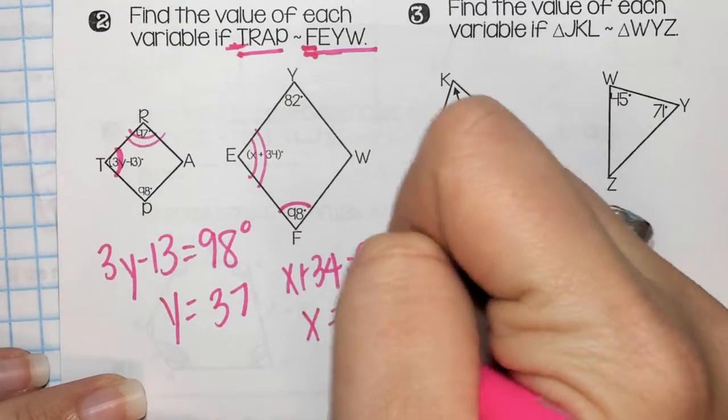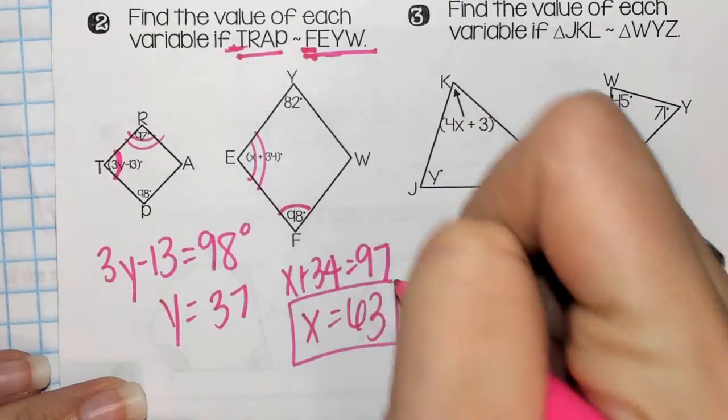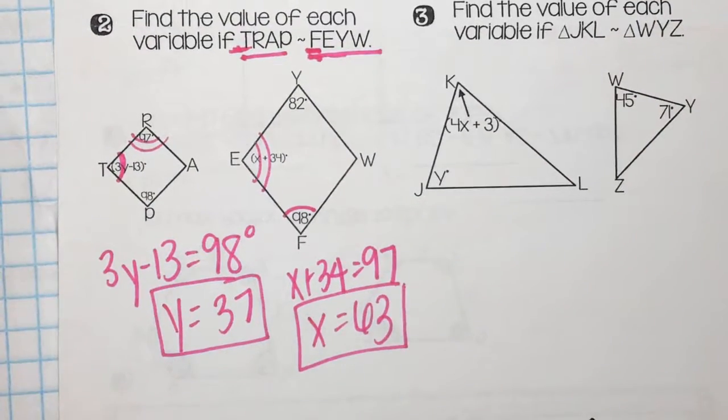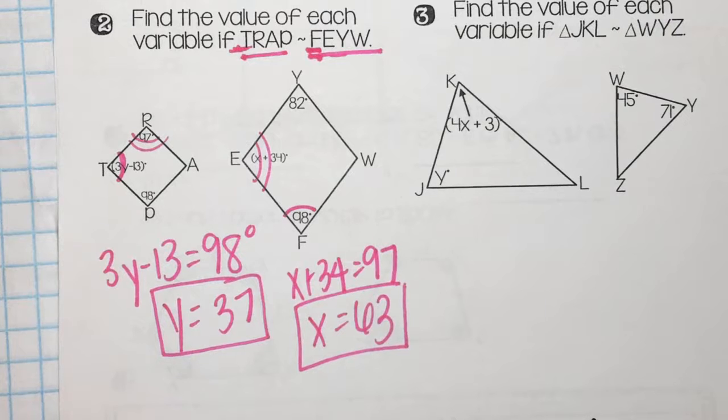X equals 63. Do we agree or disagree? Agree. All right, now I want you to do the same thing for number 3. And I want us to try and get through this fast so we can color. Everybody get a move on it.